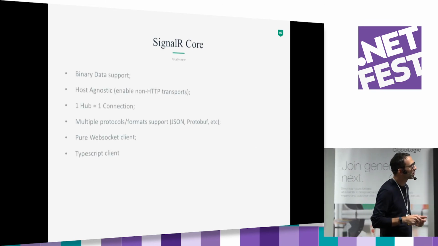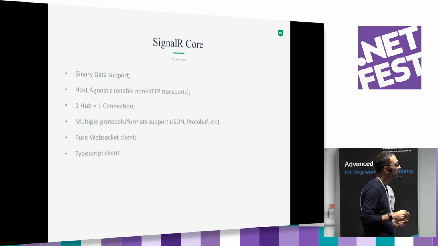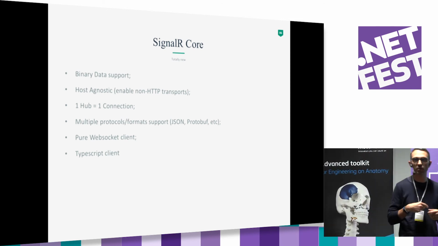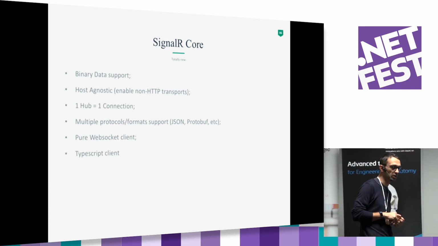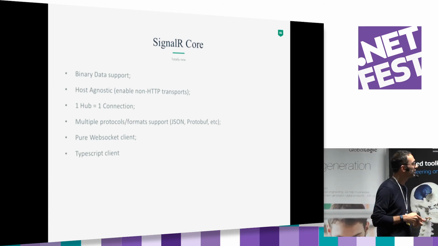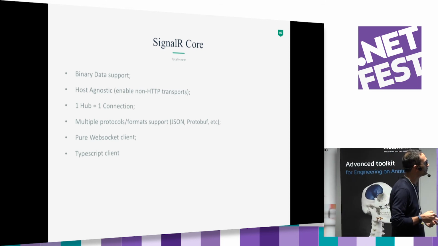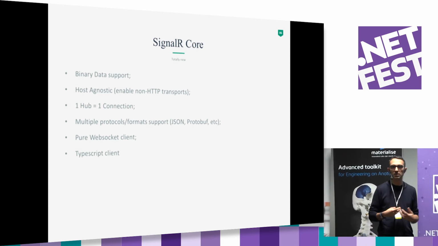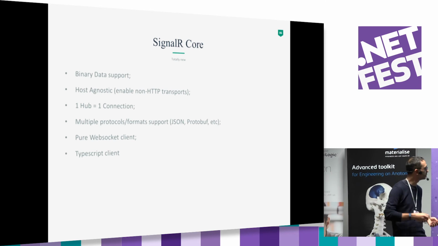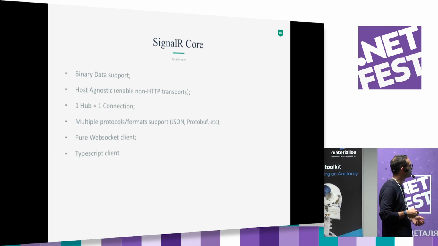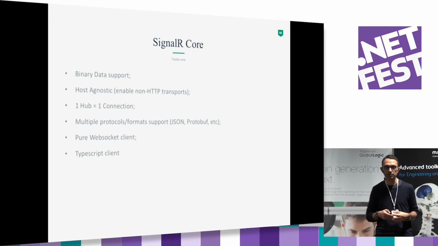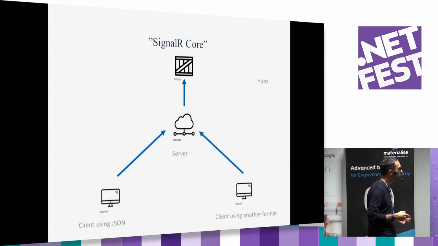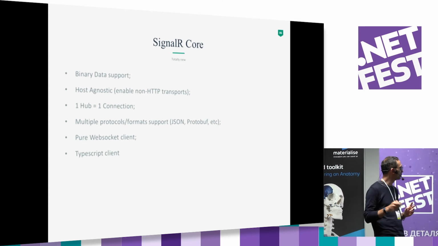First thing, here we have the new features of SignalR Core, the new version built on top of .NET Core, .NET Standard 2, so it doesn't run on .NET Core 1.1. And it supports binary data, so you can send more things in the connection. It's host agnostic, you can run it not only on HTTP, but also on TCP or whatever. That's pretty good. One hub, one connection, I already told you.